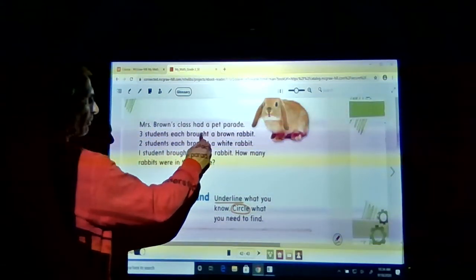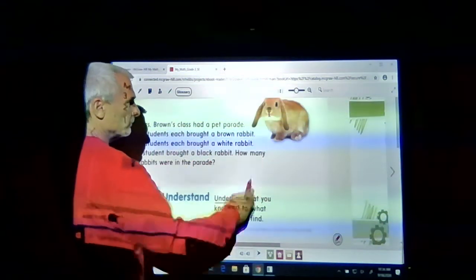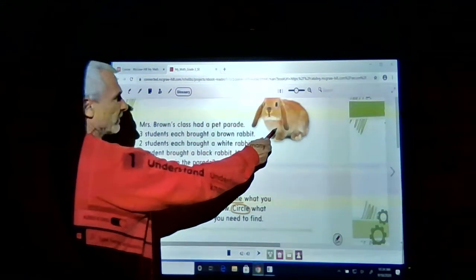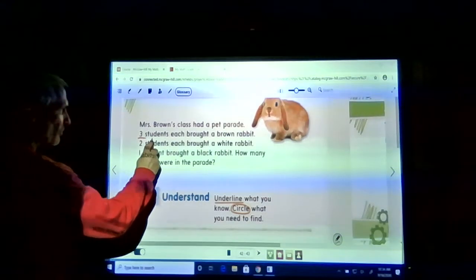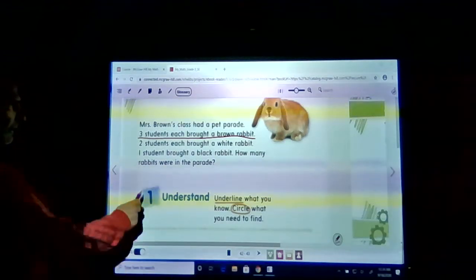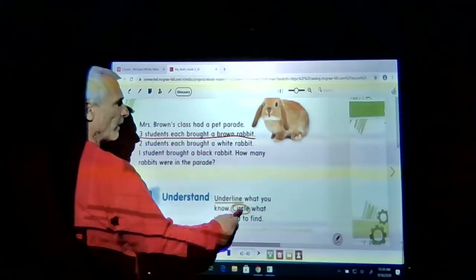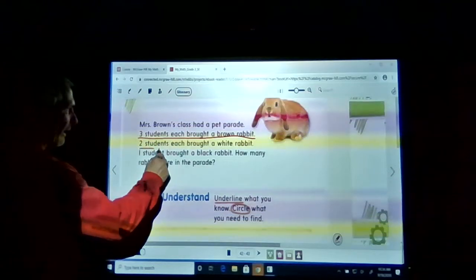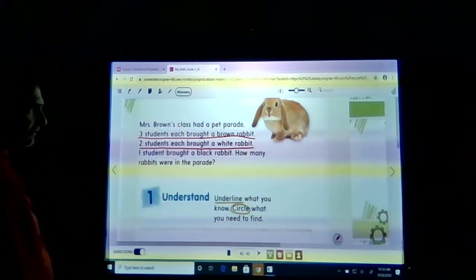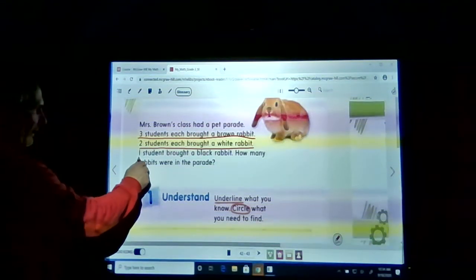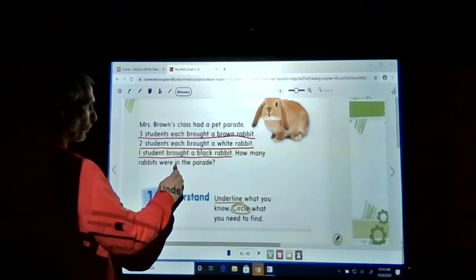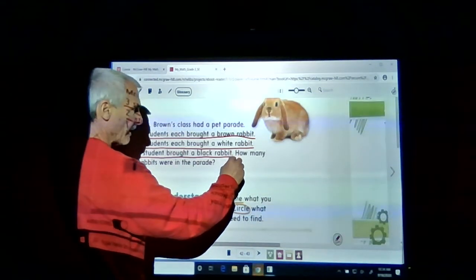3 students each brought a brown rabbit. Oh, Mr. B was wrong. It's a rabbit. I don't know why I thought that was a guinea pig. 3 students each brought a brown rabbit. We know that. 2 students each brought a white rabbit. We know that. 1 student brought a black rabbit. Do we know that? Well, it tells us. What do we need to find out? How many rabbits were in the parade? Let's circle that.